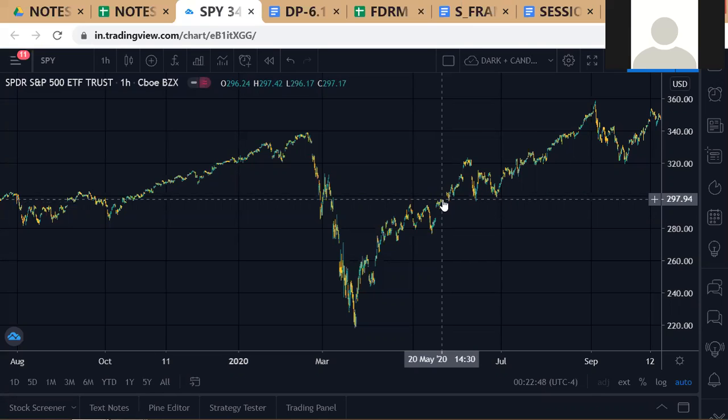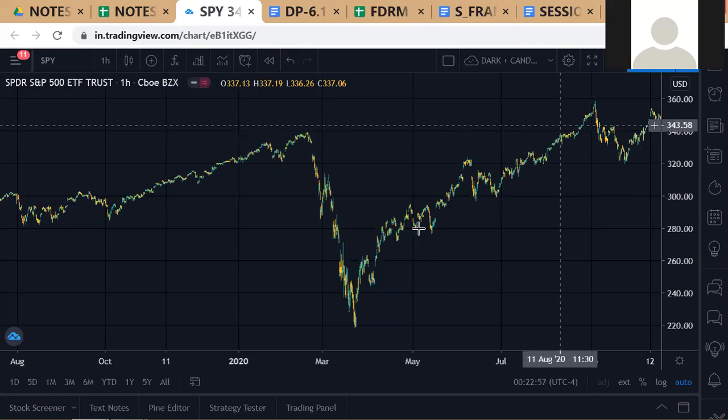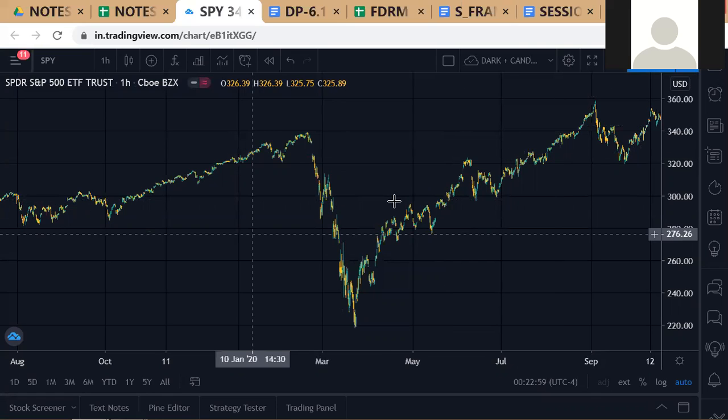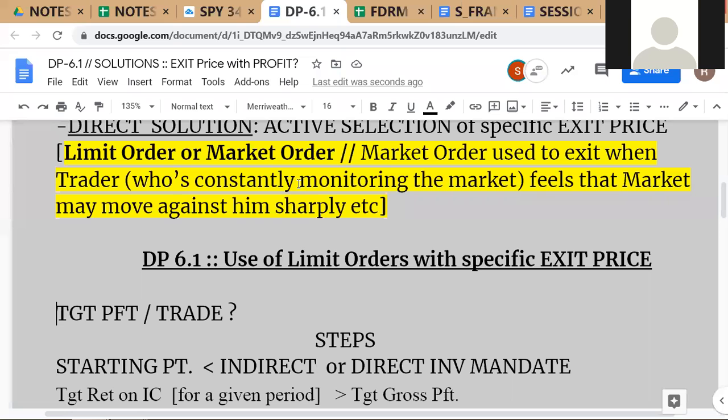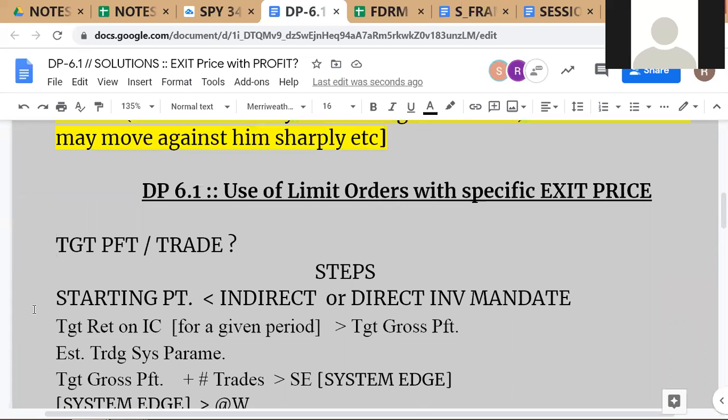Now, should it be 375? Should it be 400? Should it be 500? What should it be? How do you determine that? That's what is important here. The way we proceed is, obviously, what we are trying to determine is the target profit per trade.